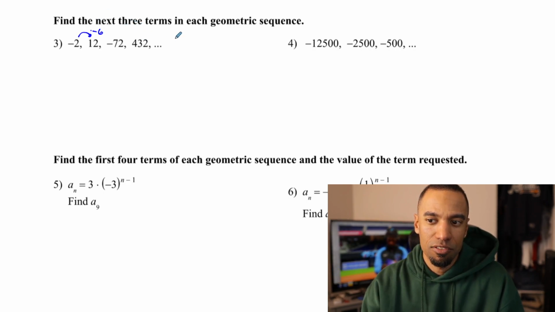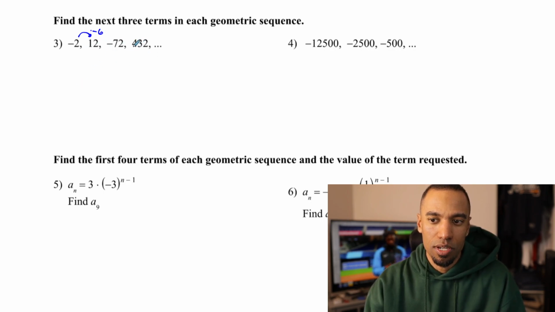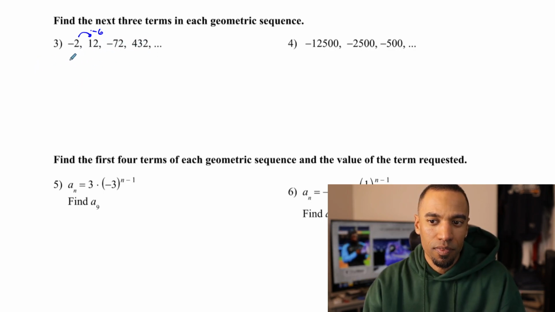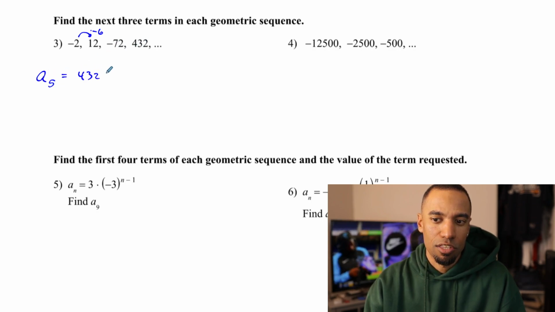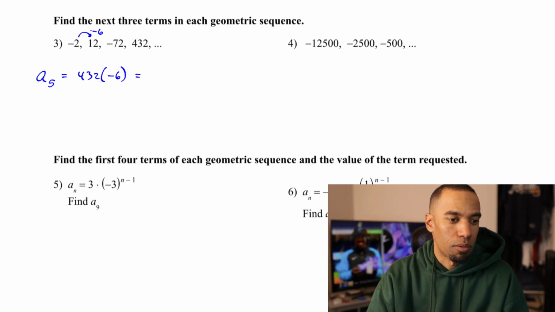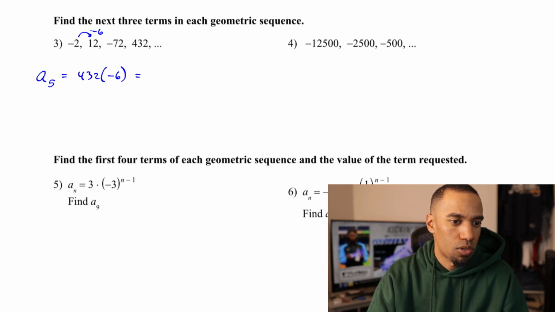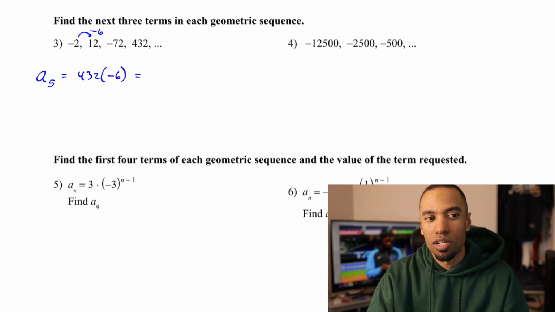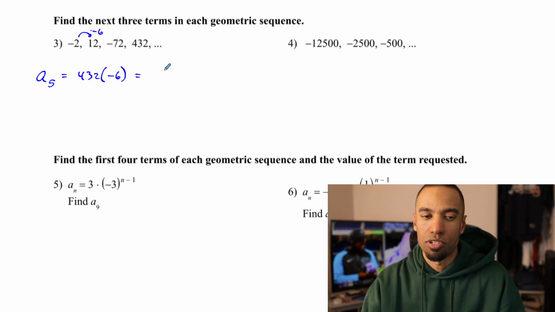I'm multiplying by negative 6 each time, which means to find my next 3 terms, and this is the first term, second term, third term, fourth term, I'm going to call it a sub 5 to find the value of the fifth term. That's 432 times negative 6, and that gets me my next value. So let me just calculate right now. 432 times negative 6. And the sign's going to change, negative 2,592.